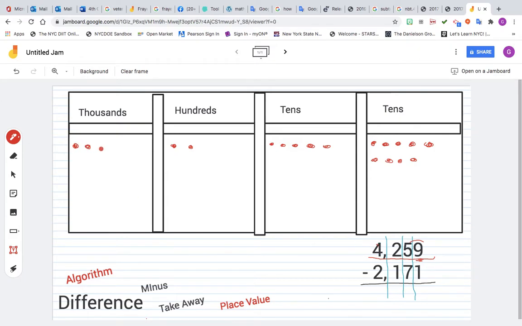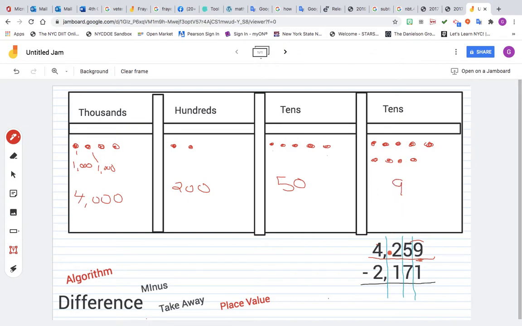So 1 dot over here is equal to 1,000, so that's 4,000. We have 2 dots over here, which equal hundreds, so that's 200. We have 5 tens, which comes out to 50, because it's 10 plus 10 plus 10 plus 10 plus 10. And then we have 9 ones, which is equal to 9.